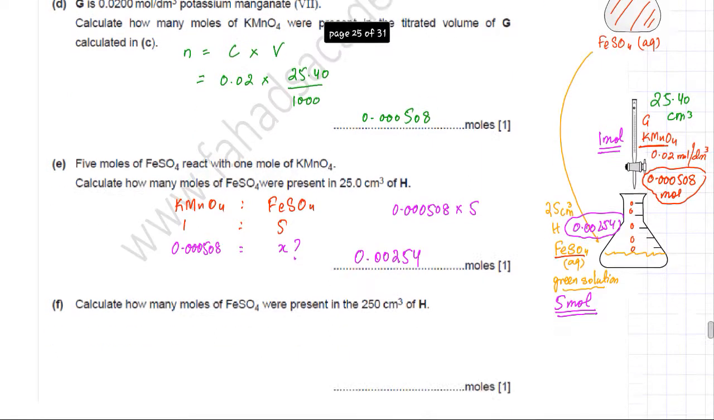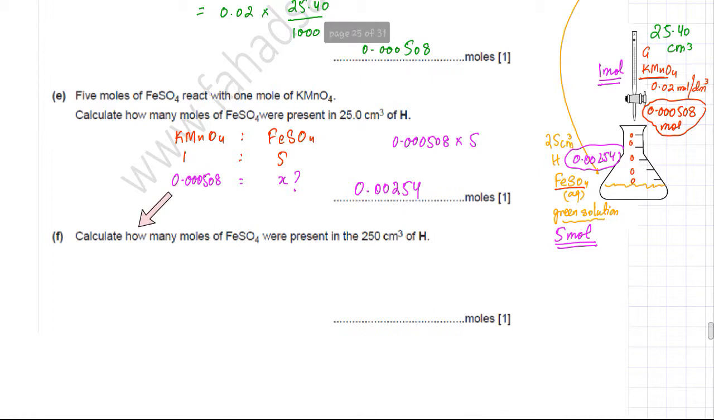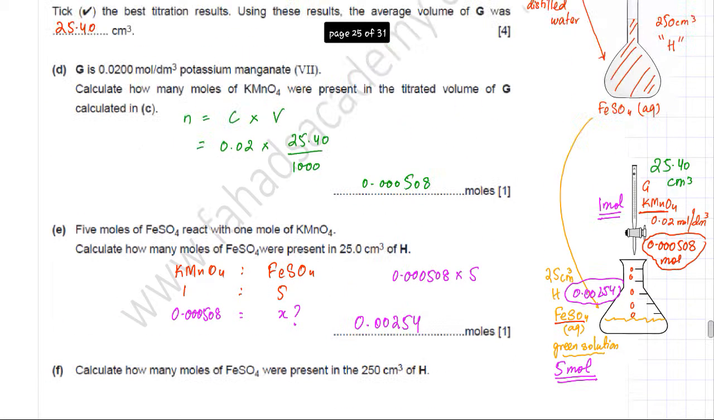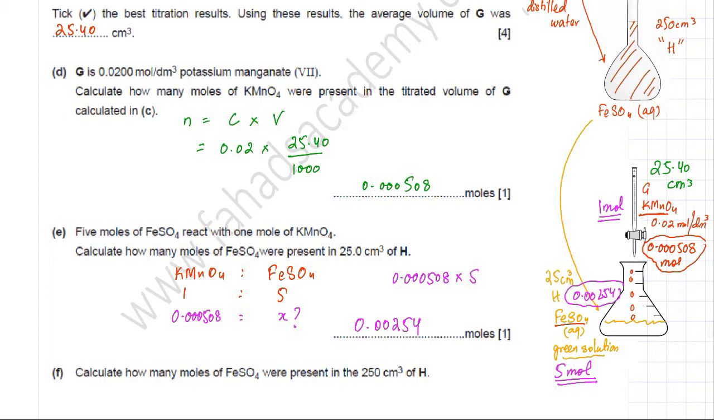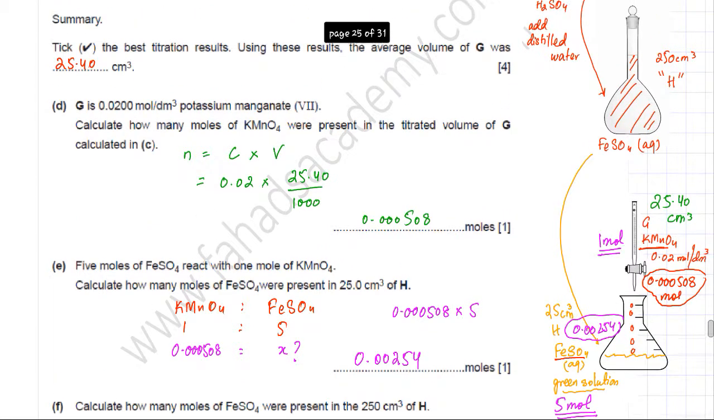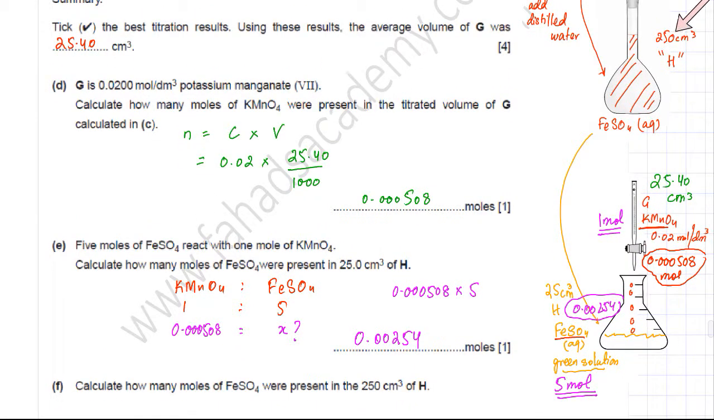Now moving to the next part, part F. You figured out the moles of FeSO4 in this flask over here, which come out to be 0.00254. In the next part, he's asking to calculate how many moles of FeSO4 are present in the 250 cm3 of H. Remember, when we were titrating, we just took a 25 cm3 sample of H. Now he's asking what's the quantity of moles of FeSO4 in this 250 cm3 of H that we originally made. And we took 25 cm3 and did the titration.